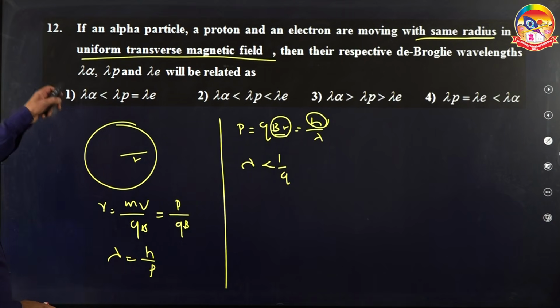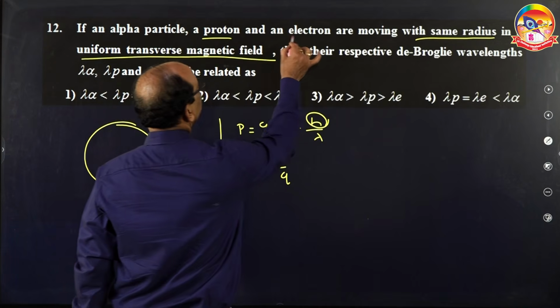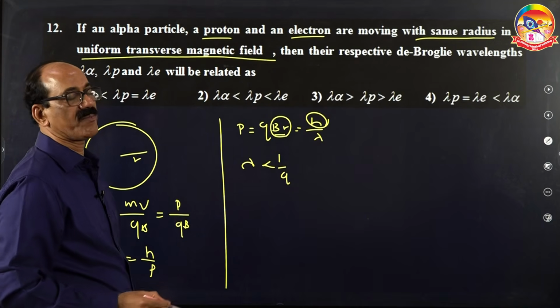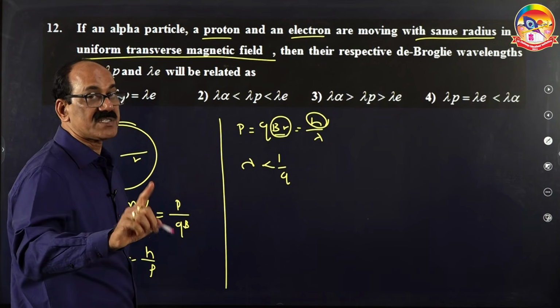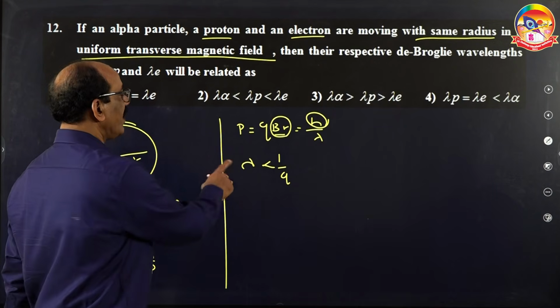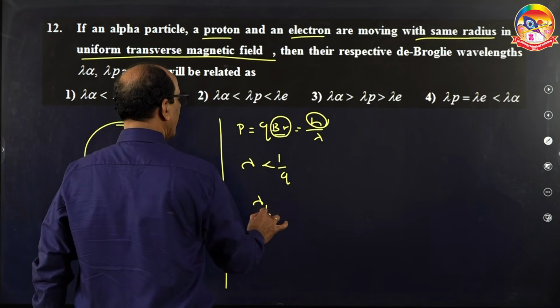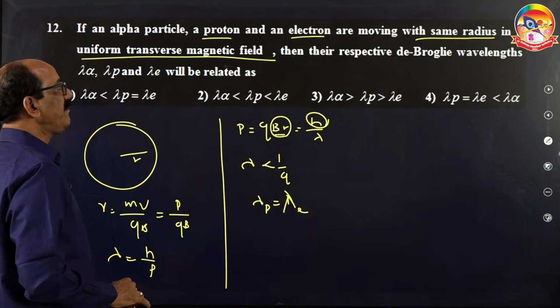Here alpha particle, proton and electron are given. Proton and electron have the same charge. We don't need to worry about the mass of it. Here it is just inversely proportional to charge. Therefore, the sense of revolution might be different, but the wavelengths will be the same. So lambda for proton and lambda for electron will be the same, okay?